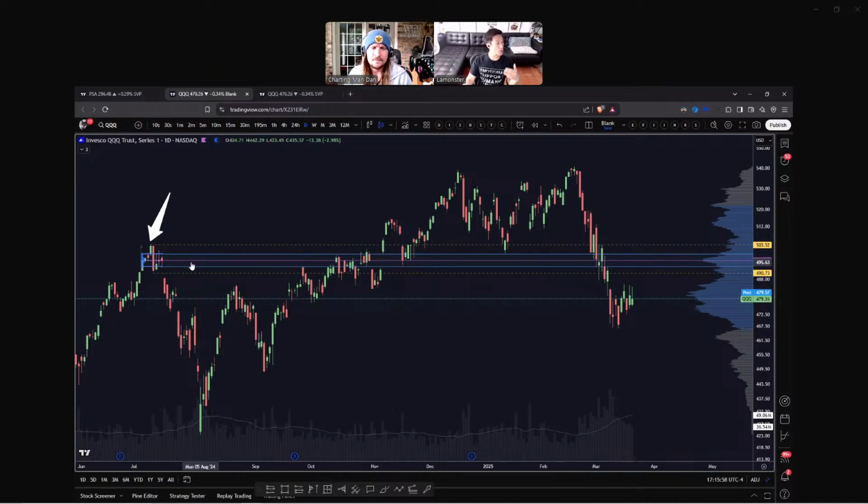So you will see this concept play out time and time again. Basically, if you are finding acceptance over the point of control of the key structure, buys are reasonable. And if you find yourself below it, sells are reasonable. You still have to pick your location, of course, but that's the idea.